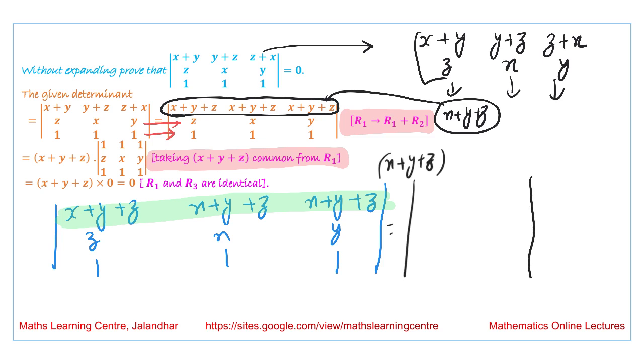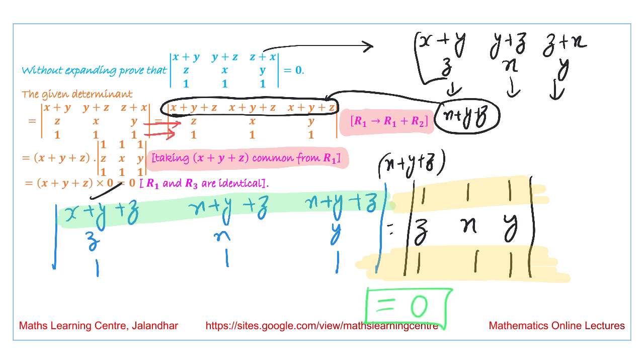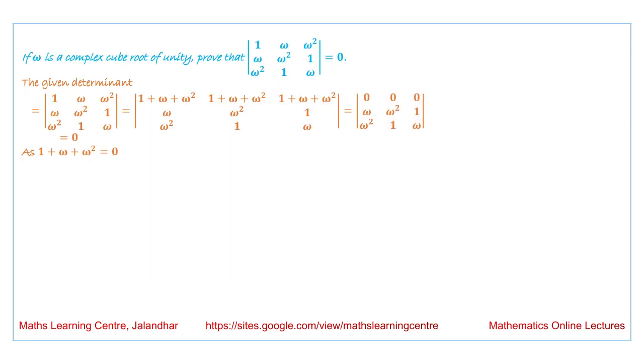The determinant we are left with, in place of the first row from which we have taken common, is 1, 1, 1, and the rest is z, x, y, 1, 1 and 1. Now clearly, look at this first row, it is 1, 1 and 1. This last row is also 1, 1 and 1. And we know that if two rows are identical, then the determinant of that matrix comes out to be 0. So the determinant of this matrix is 0.